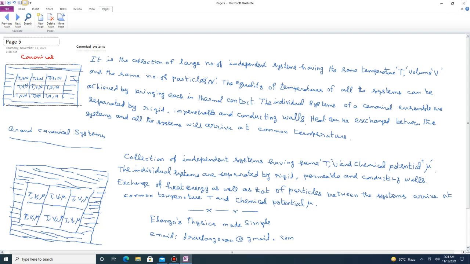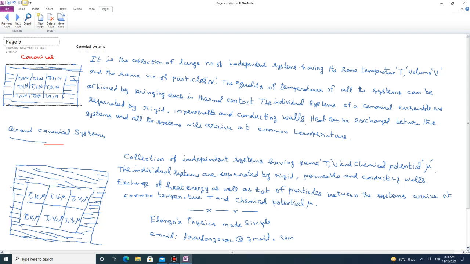Another system is called a grand canonical ensemble. Here we are considering a collection of independent systems having the same temperature T, volume V, and chemical potential μ. The individual systems are separated by rigid, permeable and conducting walls.